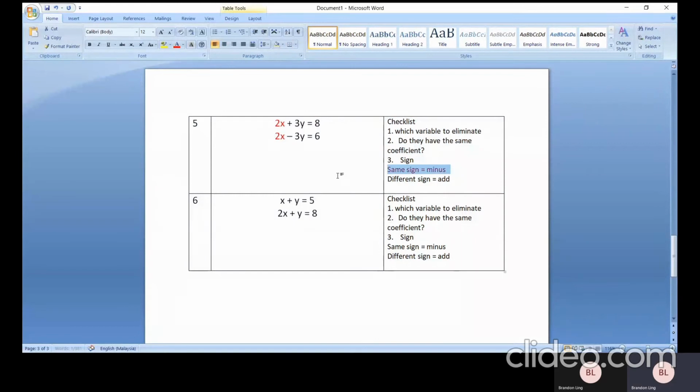So you need to use the minus. So this is your equation 1. This is your equation 2. So equation 1 minus equation 2, you get 3y minus 3y equals 8 minus 6.